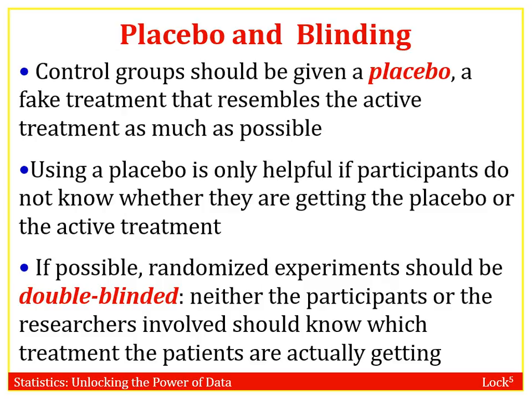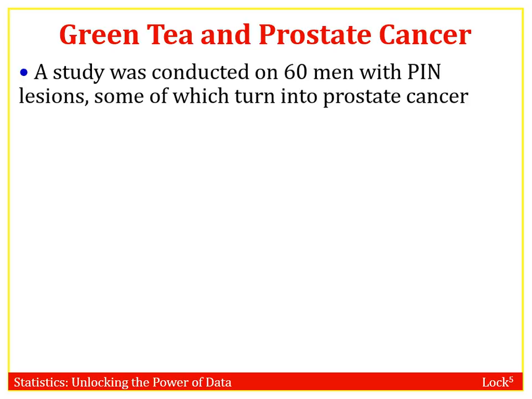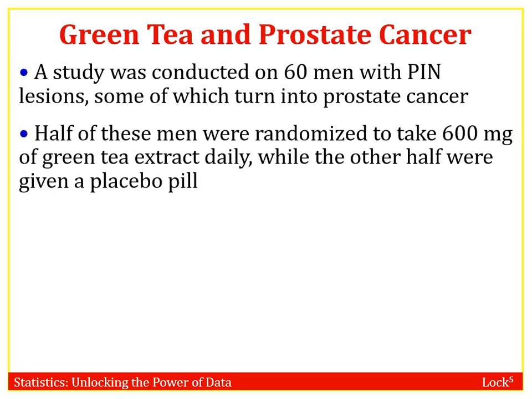Ideally, if you're doing a randomized experiment, you want to do a double-blind experiment in which the people involved don't know if they're getting the treatment or not, and those doing the research don't know if they're getting the treatment or not. Because sometimes the doctor giving the treatment can kind of influence the results of that person. And so you want to do double-blind studies whenever possible. So consider this situation.